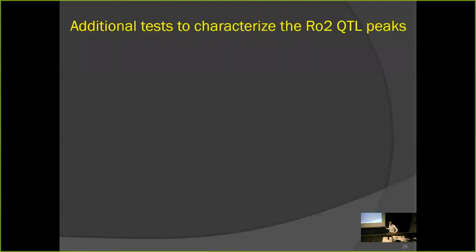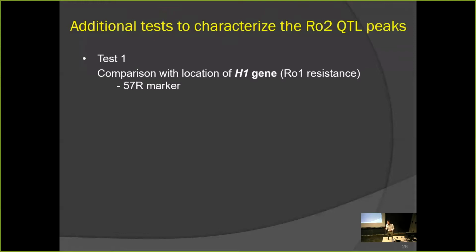So to characterize these two QTL peaks, I added two additional tests. One of them is a PCR test with the 57R marker. Basically, I performed the PCR test for the Y36 population with the 57R marker, which is known to be linked to the H1 gene. And then I used the PCR results as phenotype data for the tetraploid SNP map. So I could map the location of 57R, or I can say the H1 gene.